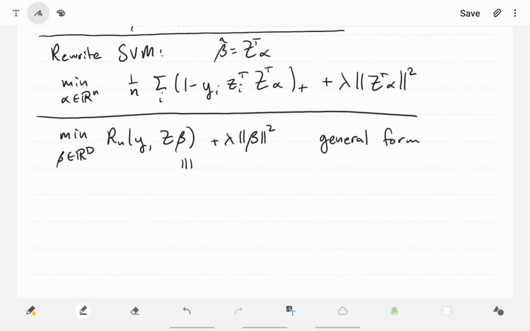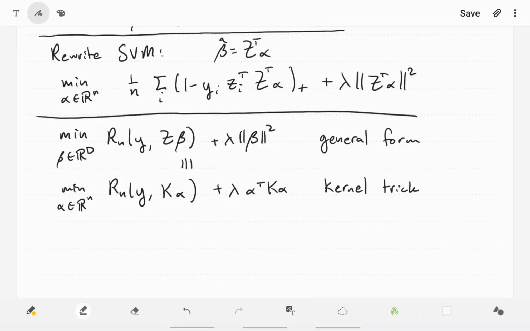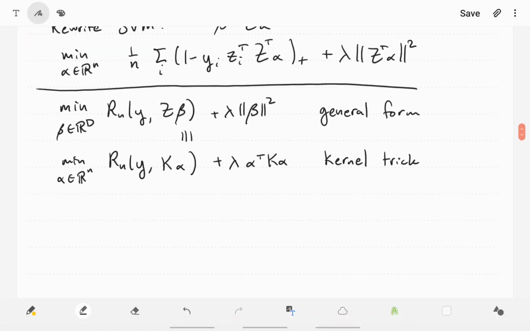So this is equivalent, by the claim, to minimizing over alpha in Rn the same risk over y, but now instead of z beta, it's some matrix K times alpha, plus lambda alpha transpose K alpha. And this equivalence is called the kernel trick. And I'll describe what K is.